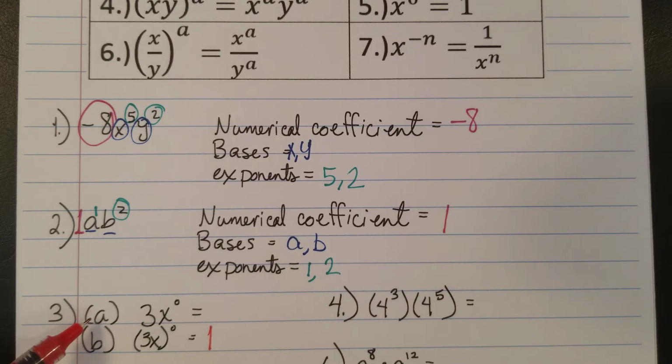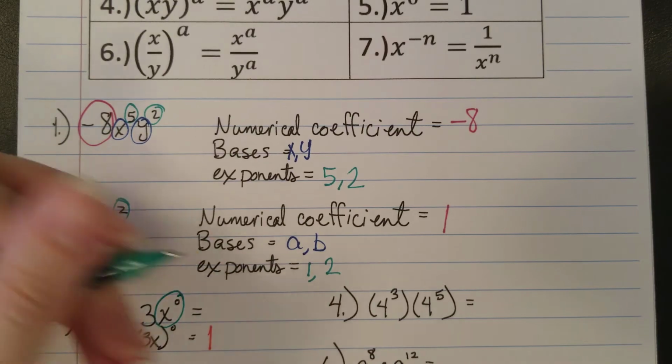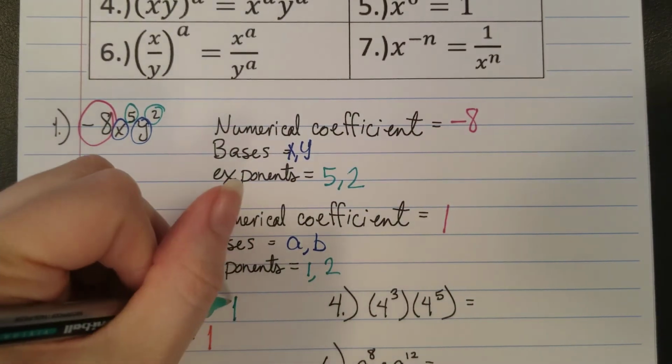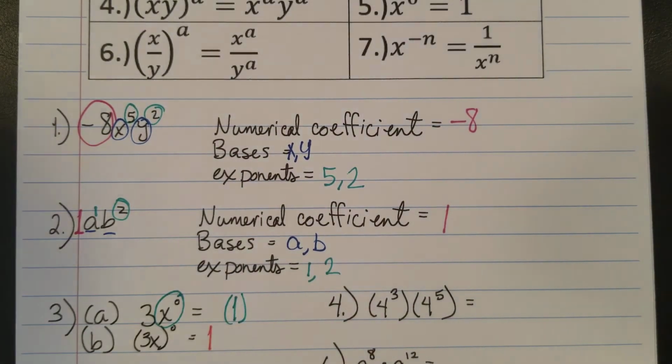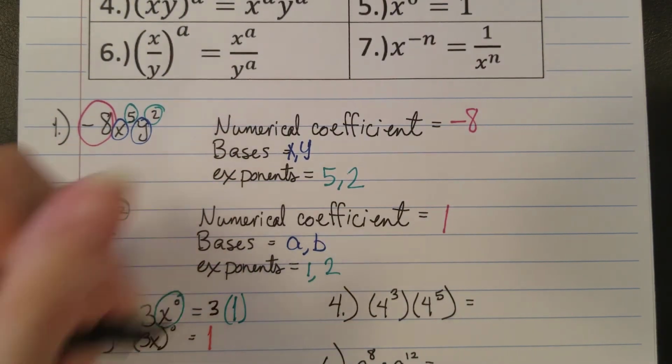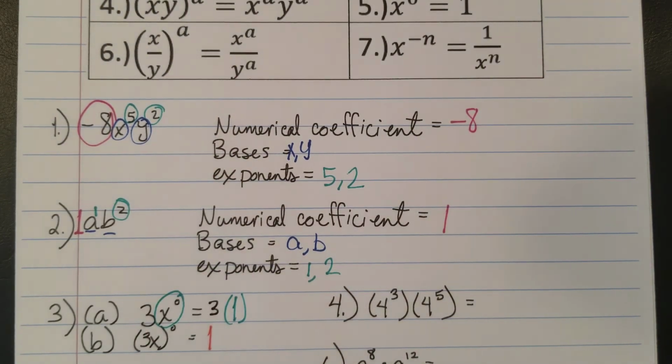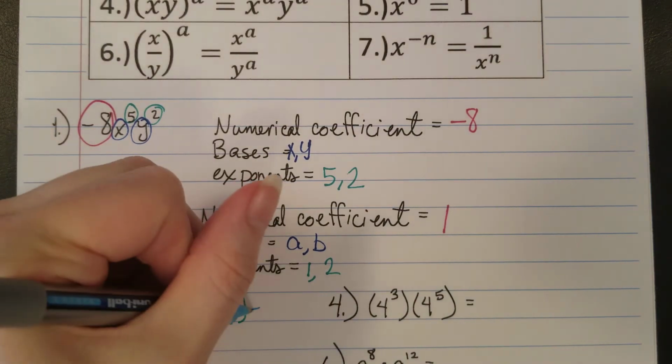However, on part A of that question, we have 3x to the 0 without any parentheses. So because there's no parentheses, we know that the power of 0 only applies to the x. It doesn't apply to 3x. So x to the 0 is 1, but then that is multiplied by the 3 still. So that's like 3 times 1, which then just equals 3.